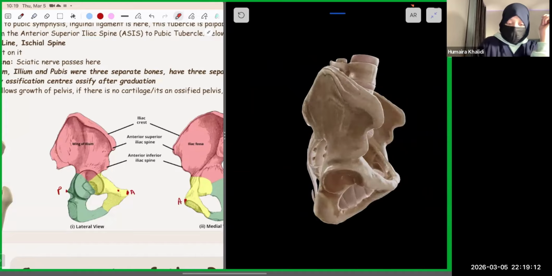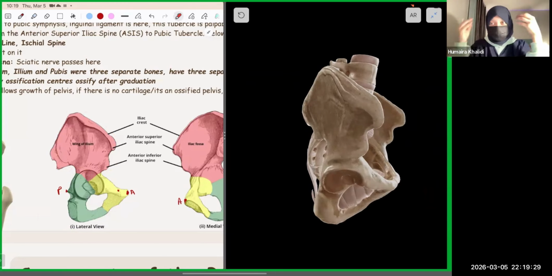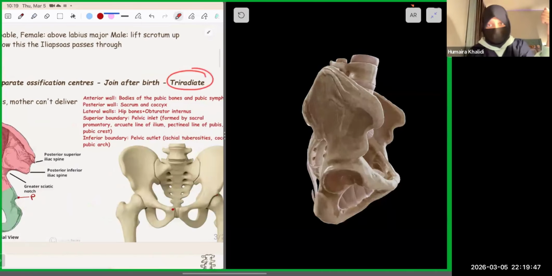So what is this? Your pelvic bone is divided into three parts: the iliac, or the ilium, this is the ischium, and this is the pubis. Now, why is a bone which is fused together divided into three parts? Because it wasn't always like this. Before you were born, the pelvic bone was divided into three parts, and there was a cartilage in between. This was known as the triradiate cartilage.